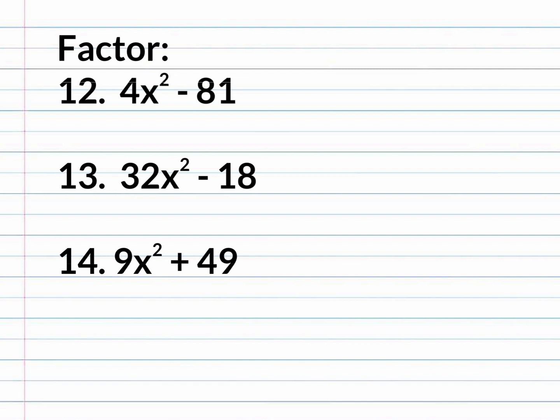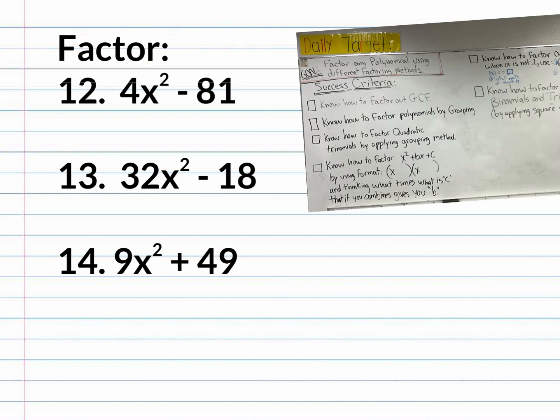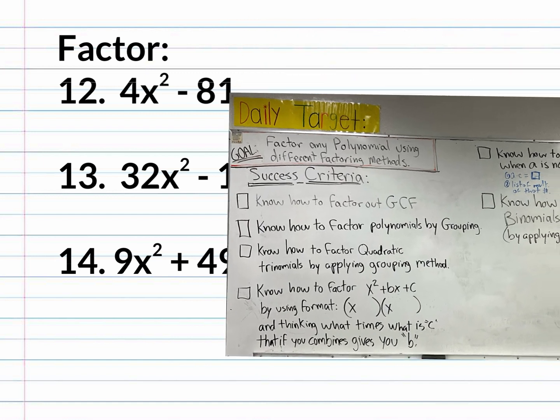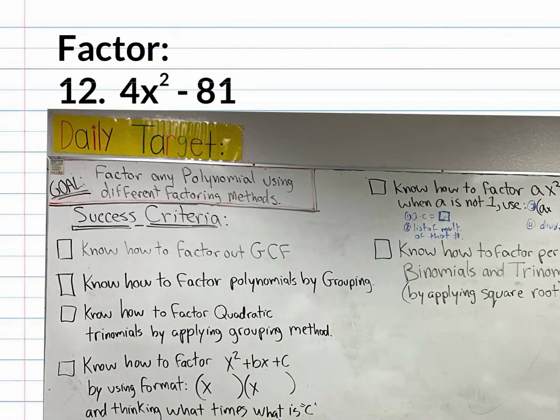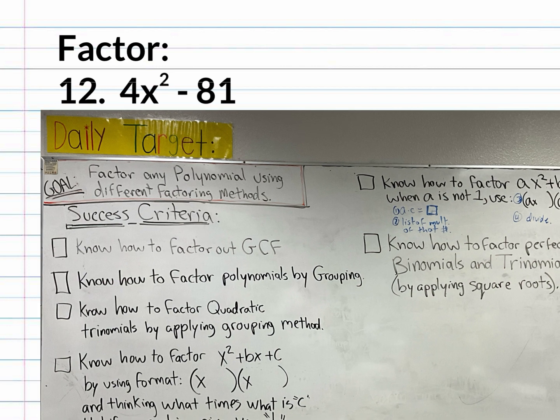Now, what kind of factoring could I apply on number 12? We may need to look at the board again, right? All right, so I want to keep the question up there. So I can't pull out a GCF because there's nothing in common in 4 and 81. I'm not going to do factoring by grouping. Obviously, this is not a quadratic trinomial.